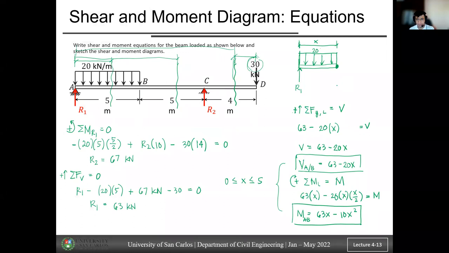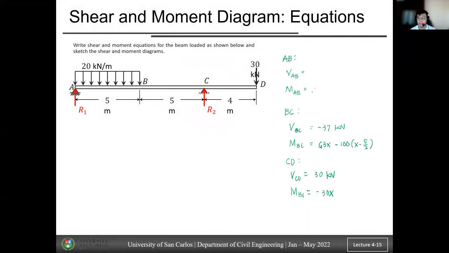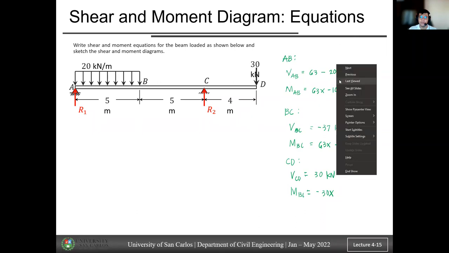So 63x minus 10x². Then this one is 63 minus 20x. 20x² or 20x? 20x. Okay. So that's your different shear and moment equations for your different segments of your beam.